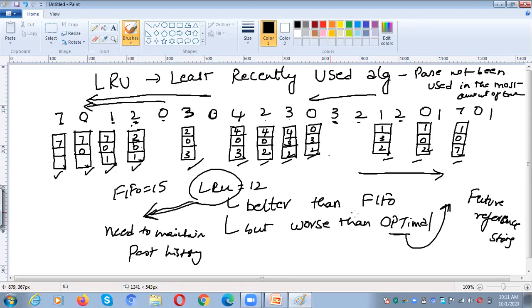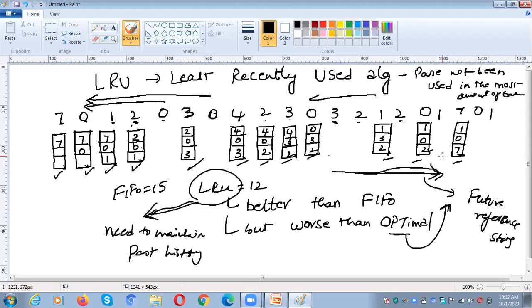In the case of the optimal page replacement algorithm, you need to know future references. Future references we cannot know prior to the execution, right? While you are executing one page, how can we know what future pages we require? So that is the problem with the optimal page replacement algorithm.